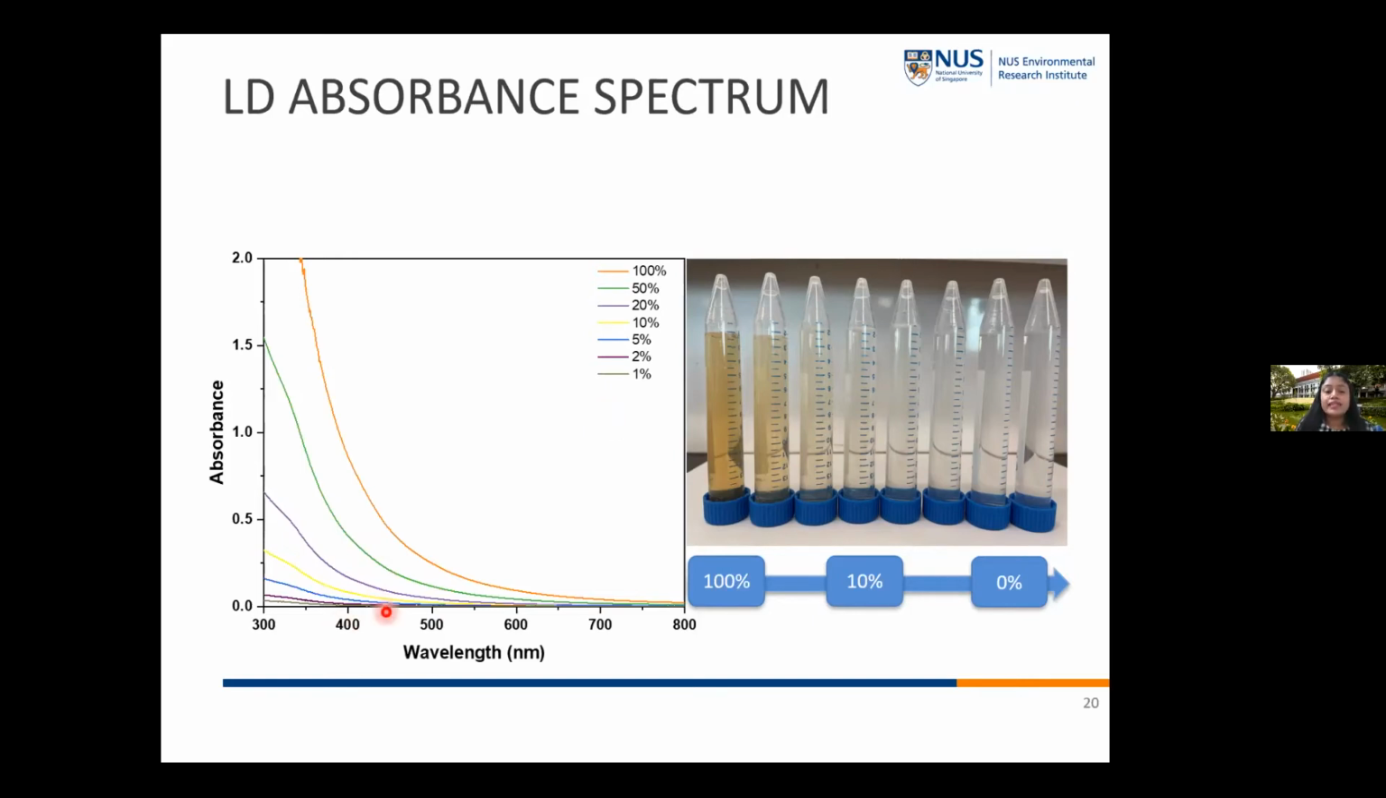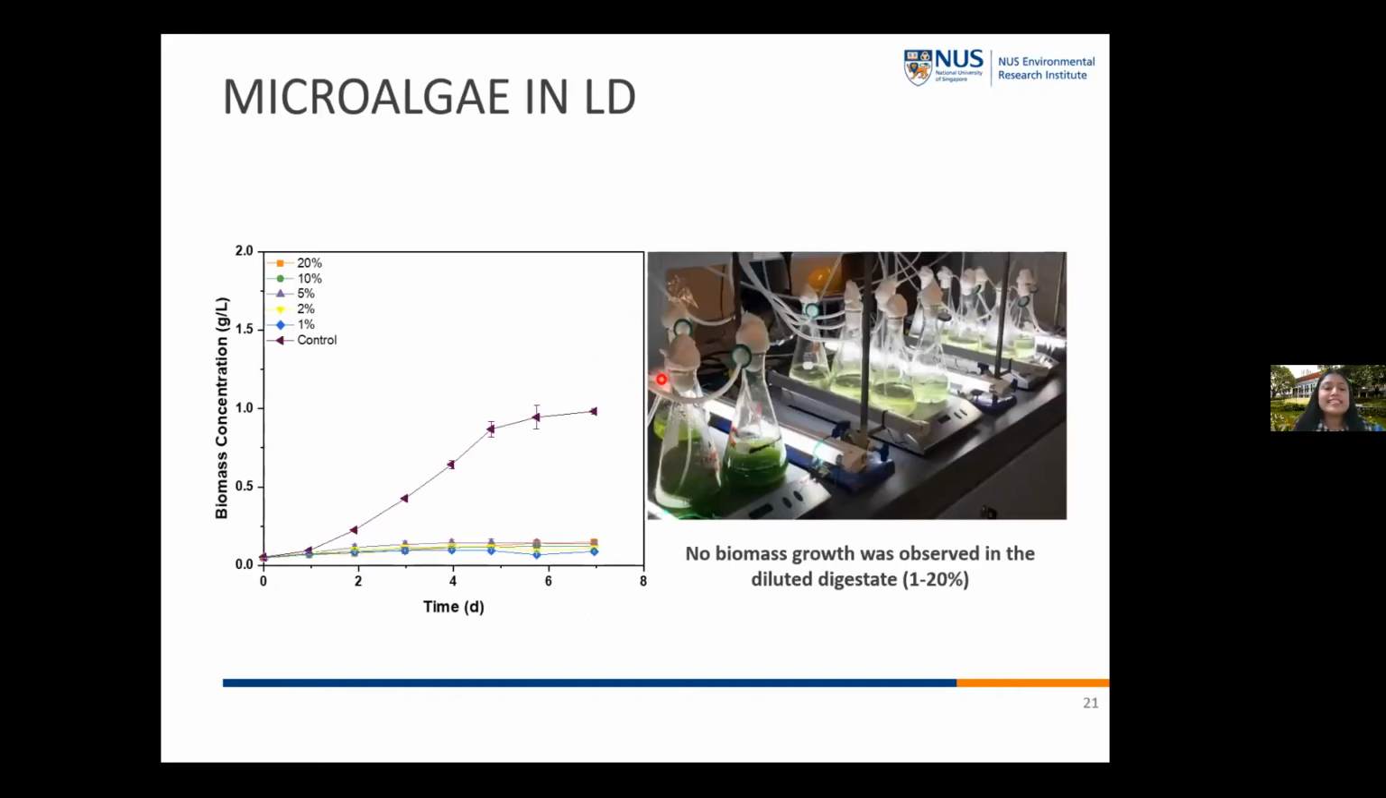So we decided to cultivate our microalgae in 20% to 1% diluted digestate to see if it can grow. Now, to our surprise, the microalgae did not grow in any of the diluted digestate. If you can see here, the control experiment went up to around 1 gram per liter within 7 days, whereas the microalgae grown in the digestate did not show much growth. It's also clear from these pictures. These are the control experiments, and these are the microalgae grown in digestate. So no growth was observed.